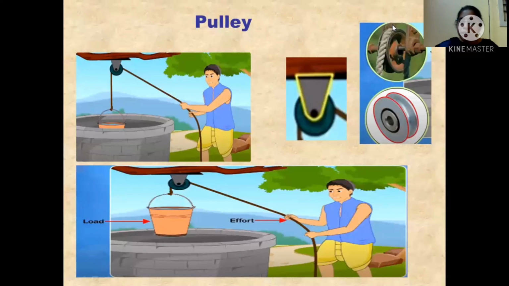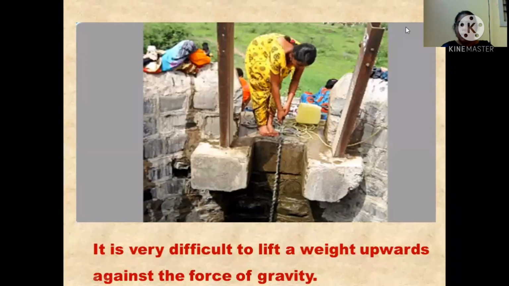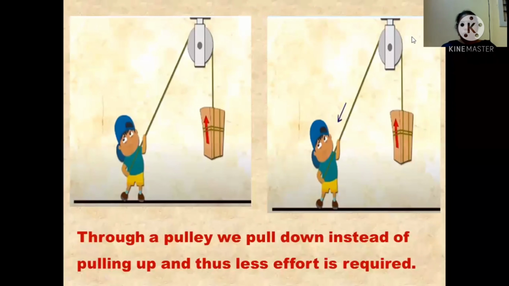The load is tied to one end of the rope and the effort is applied at the other end of the rope. It is very difficult to lift weight upwards against the force of gravity. Through a pulley, we pull down instead of pulling up, and thus less effort is required.